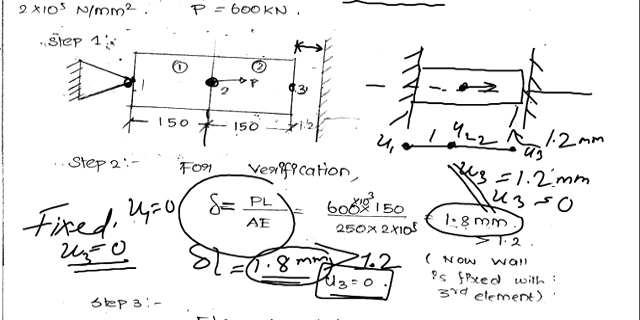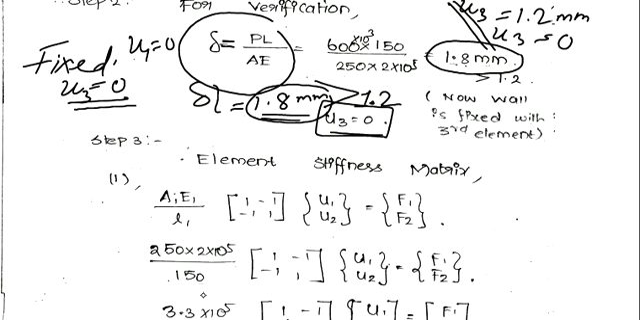Now we'll go for the solution as usual. We have to calculate the element stiffness matrix for 1 as well as 2, then add both. The same procedure you need to follow which you have done previously also. Now this is for element 1.